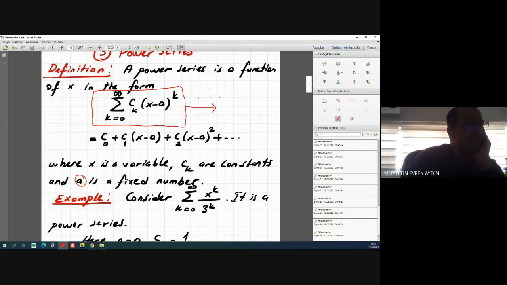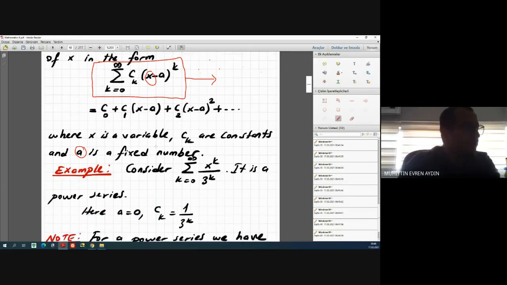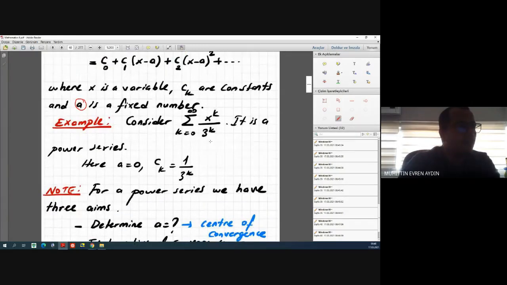Until now we have seen series in which no variable exists, but from now on we have series including variables like x. An example of a power series, for instance: c_k is 1 over 3 to the power k, and a is 0.